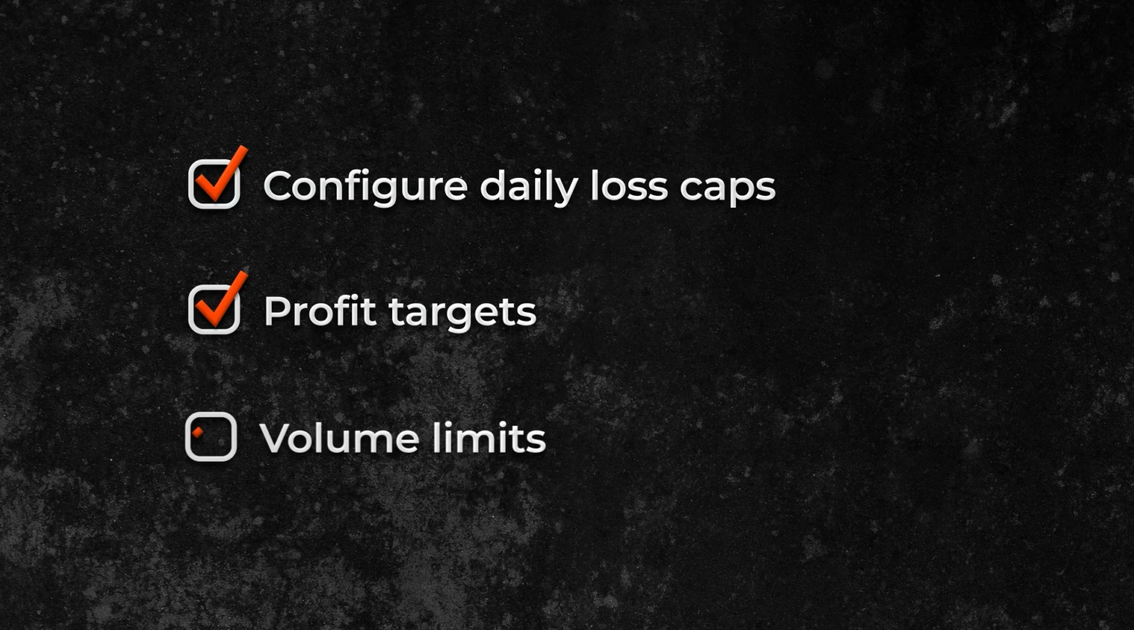Beyond that, NinjaTrader Prop lets you layer your own risk controls on top of whatever your prop firm is already enforcing. You can configure daily loss caps, profit targets, and volume limits directly in the platform, fully independent of the firm's own system. A lot of traders rely solely on their prop firm's risk engine to enforce limits. Platform-side controls add a second layer, and that redundancy is exactly the point.